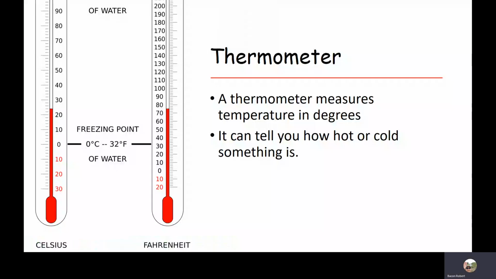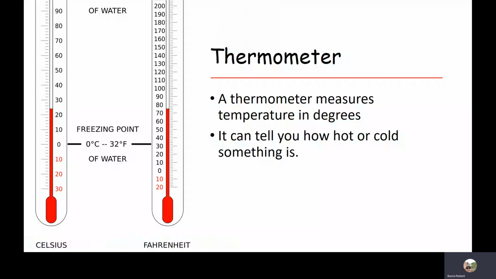Our first is a thermometer. You guys all have seen thermometers before, and they come in different shapes and sizes. And now we see the electronic ones people use to make sure they're healthy. But these are the kind we use mostly in science. A regular thermometer in Celsius or Fahrenheit, two different ways of measuring heat or cold. So a thermometer measures temperatures, and it can tell you how hot or cold something is.